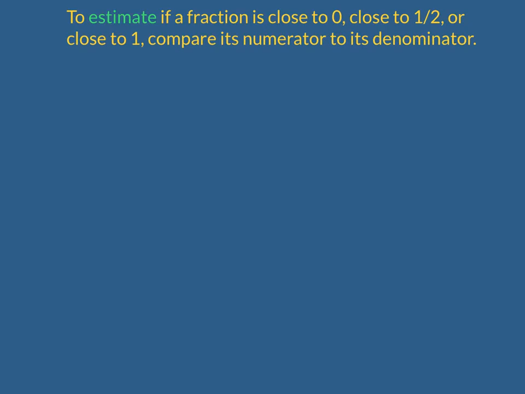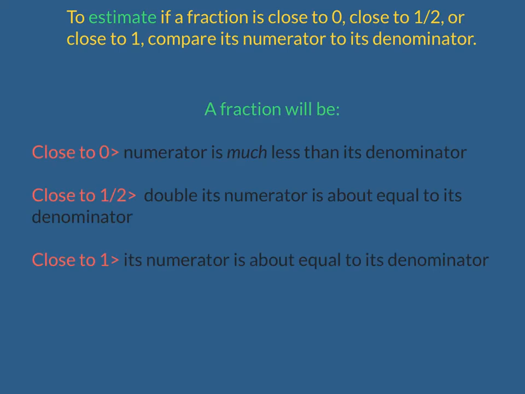So to estimate if a fraction is close to 0, close to 1/2, or close to 1, compare its numerator to its denominator. A fraction will be close to 0 if the numerator is much less than its denominator. It will be close to 1/2 if double its numerator is about equal to its denominator, and close to 1 if its numerator is about equal to its denominator.